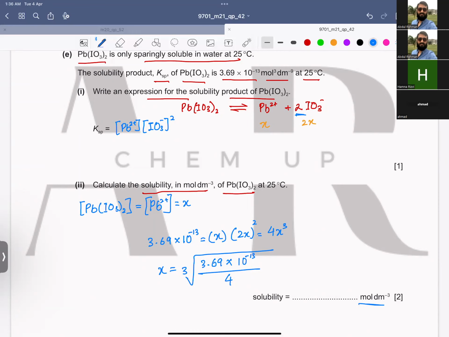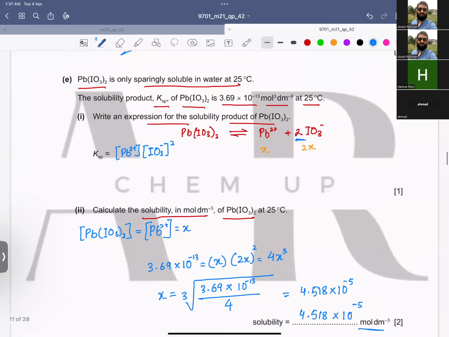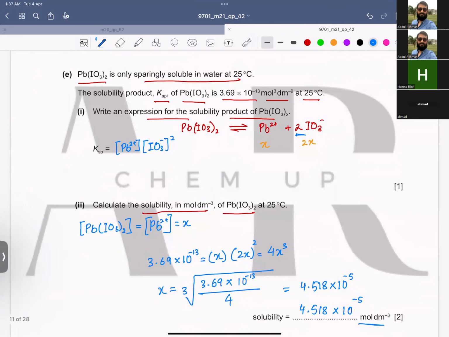Yes, sir. Can anybody tell me the answer? 4.518 × 10^-5. So 4.518 × 10^-5 is the answer. Yes. Is this clear to everyone? If anybody has any query or question, kindly ask.